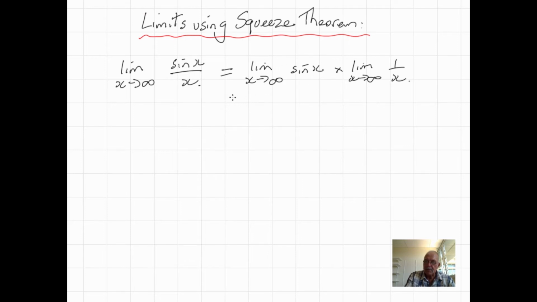as x approaches infinity, we know that sine x will go somewhere between -1 and +1. So as x gets close to infinity, we don't know which one of these two values it is approaching. This one's easy enough. As x approaches infinity, 1 on x will approach 0. 1 on a large number is 0, but this one is going from -1 to +1. So we can't just use substitution to work it out, so we're going to have to use the squeeze theorem.